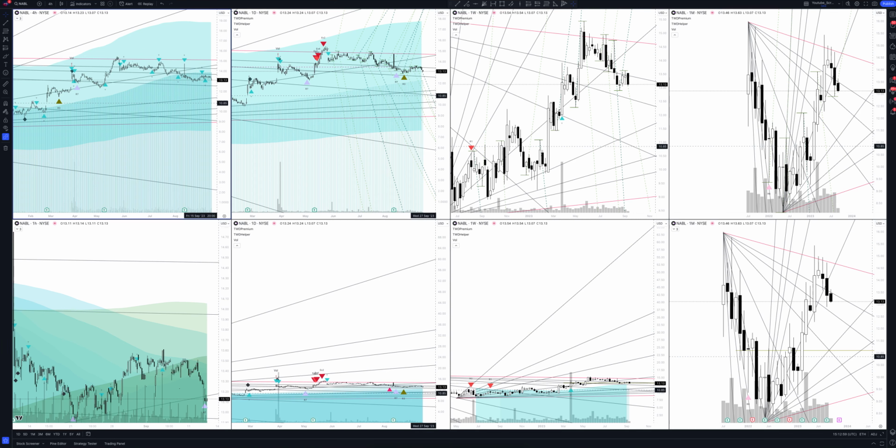Today we will take a look at NABL stock. Let's analyze the market situation and find out how you can make money on it. Let's start.